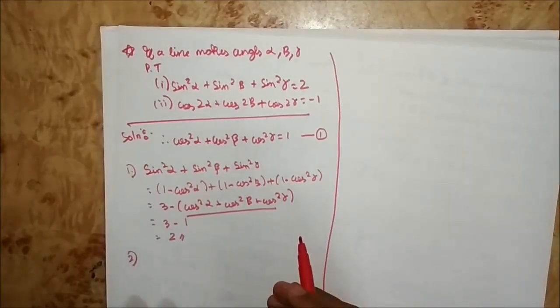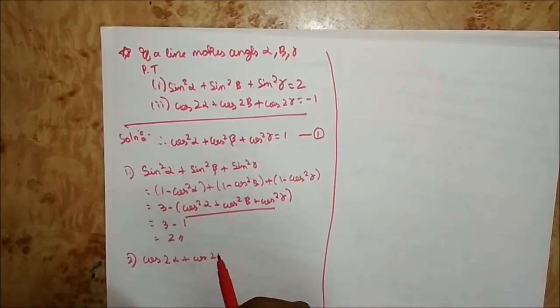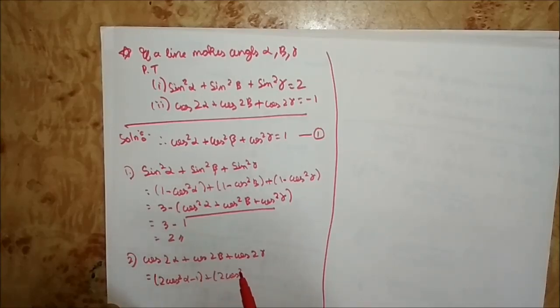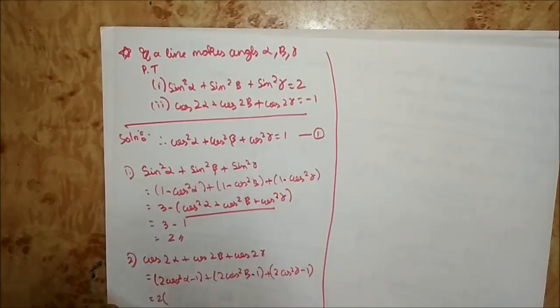Now the second part. Cos 2 alpha plus cos 2 beta plus cos 2 gamma is also (2 cos square alpha minus 1) plus (2 cos square beta minus 1) plus (2 cos square gamma minus 1), that is 2 times (cos square alpha plus cos square beta plus cos square gamma) minus 3, that is 2 into 1 minus 3, which is equal to minus 1, and hence proved.